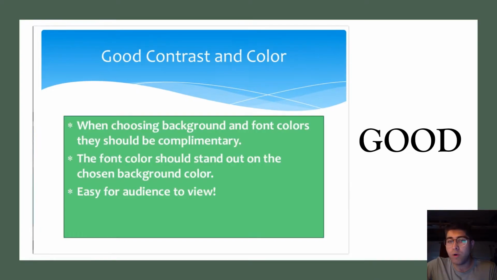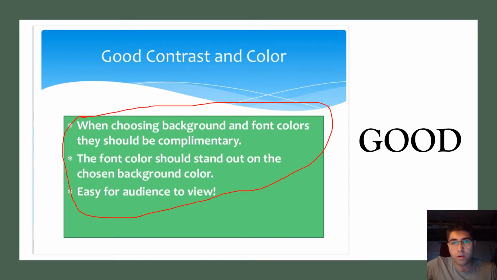The good way to use contrast and colors is here. We have text on white, we have the background in green, a good green, and you can read the text. When you choose the background and the font color, they should be complementary. The font color should stand out from the chosen background color, easy for the audience to view. It's easier than the last one.